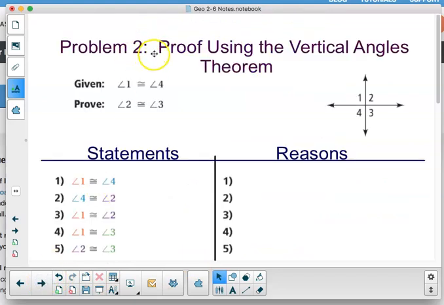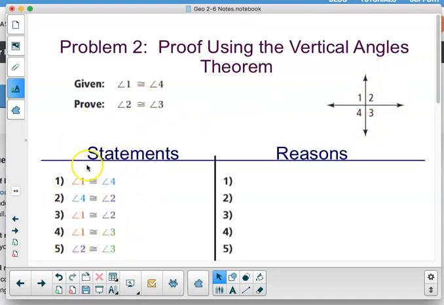Now, in problem 2, we have a proof using the vertical angles theorem. Now, vertical angles, remember 1 and 3 are vertical and 4 and 2 are vertical. 1 and 4 in this proof are provided that they're equal, in this case congruent to each other, and we're supposed to prove 2 and 3 are congruent to each other. We're going to use this idea of congruence when we do this.